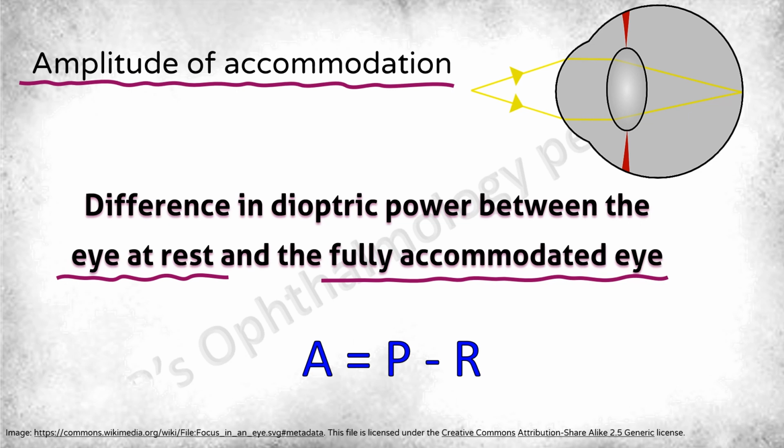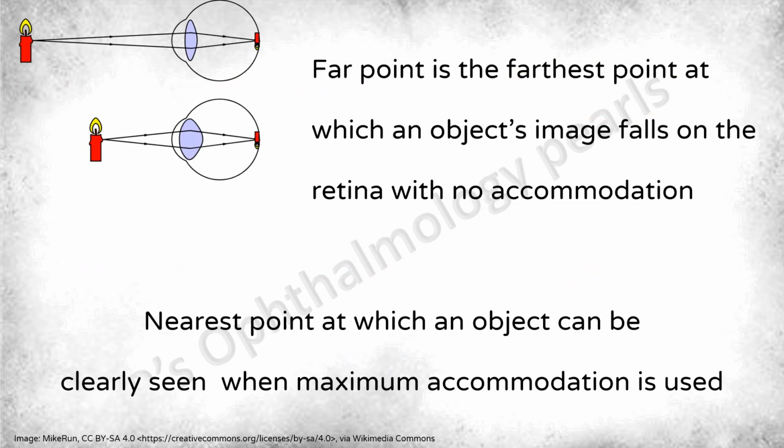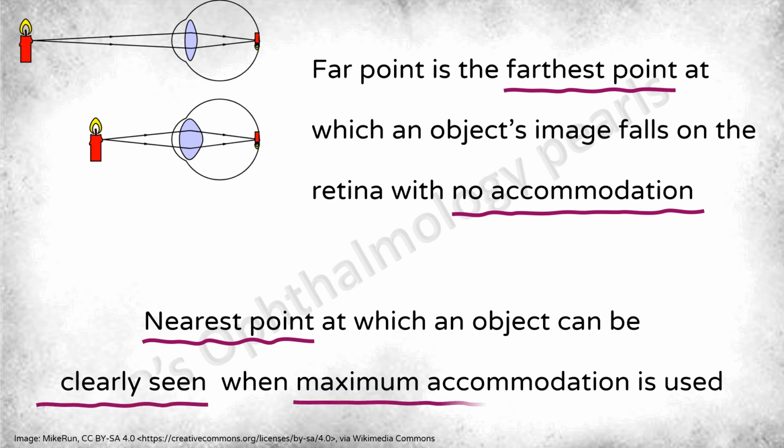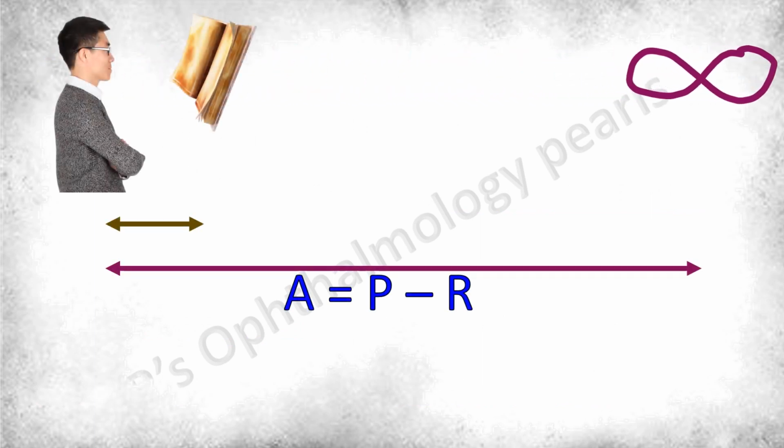From optics we know that the dioptric power at a particular distance is the reciprocal of that distance in meters. The far point is the farthest point at which an object's image falls on the retina with no accommodation, whereas the near point is the nearest point at which an object can be clearly seen when maximum accommodation is used. So this is the far point and this is the near point.